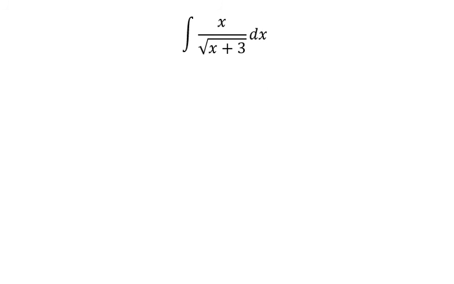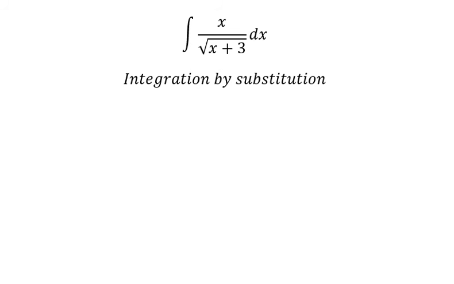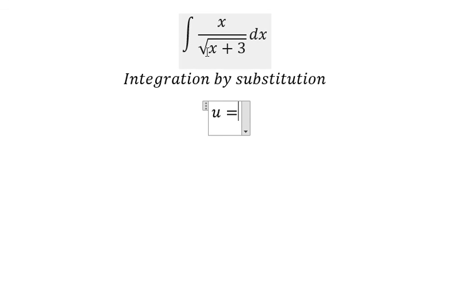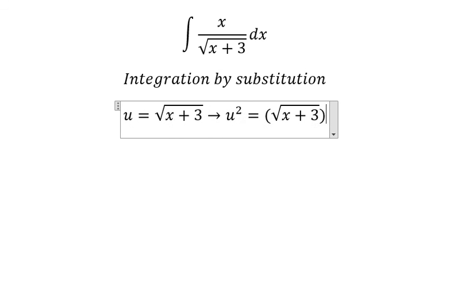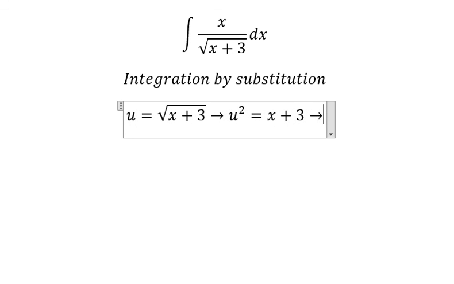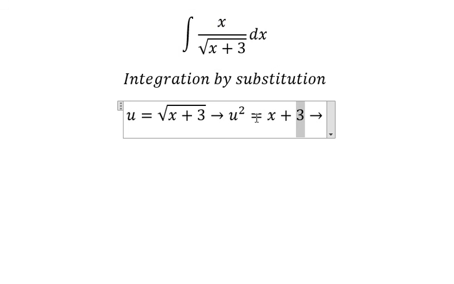Question number 2, we can use integration by substitution. So I will put u equals to the square root of x plus 3. Later, we put the square on both sides to cancel the square root. Because we still have x, I will move number 3 to the left.